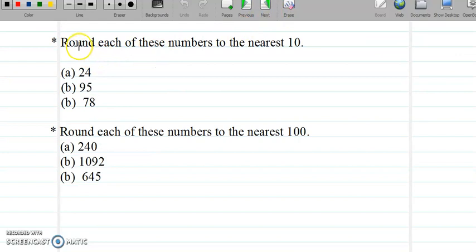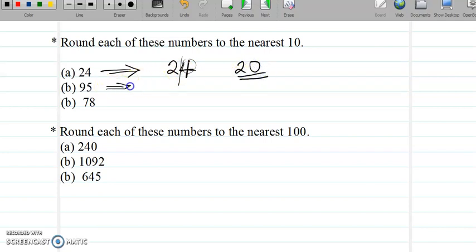Okay, now let's look at some examples we have. This example says, round each of these numbers to the nearest 10. The first one we have is 24. If I have to round this number to the nearest 10, it ends with what? 4. I know that 4 is less than 5. So if 4 is less than 5, that means that we are going to round it down. So this will now be what? 20.